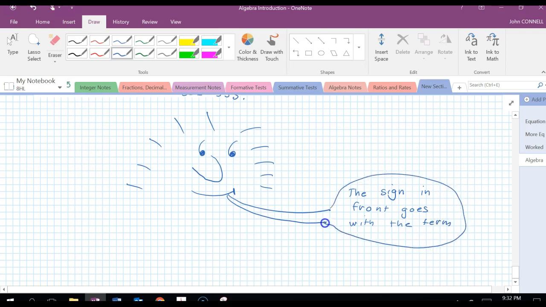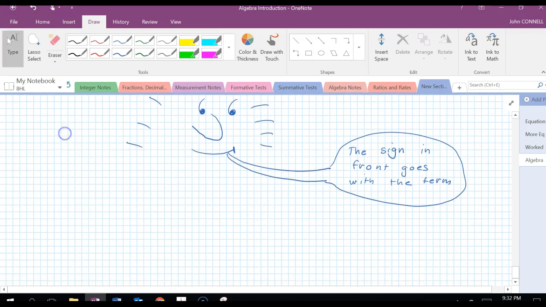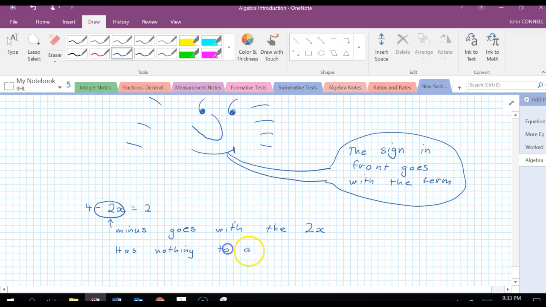So, what that means is, if I give an equation, 4 take 2x equals 2, this minus goes with the 2x and has nothing to do with the 4. So, minus goes with the 2x, has nothing to do with the 4.